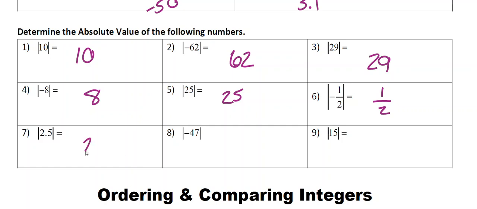So this one's going to be 2.5 spaces away, 47 spaces away, and 15. Now, an important thing I want you to remember is that absolute value is not the opposite sign, and that's where most students fall into the trap. Absolute value does not mean the opposite sign. Absolute value turns numbers positive because distance is positive. Absolute value is that distance from 0.